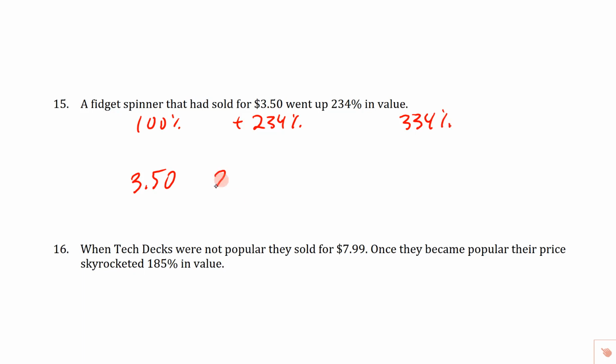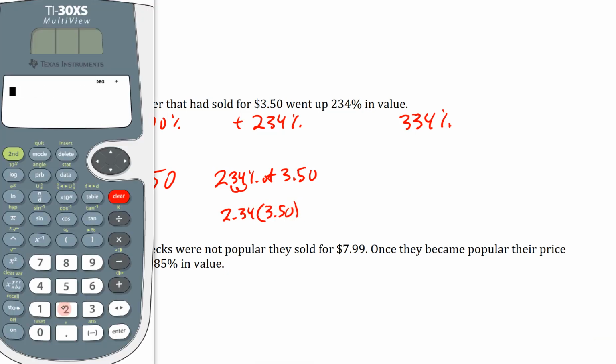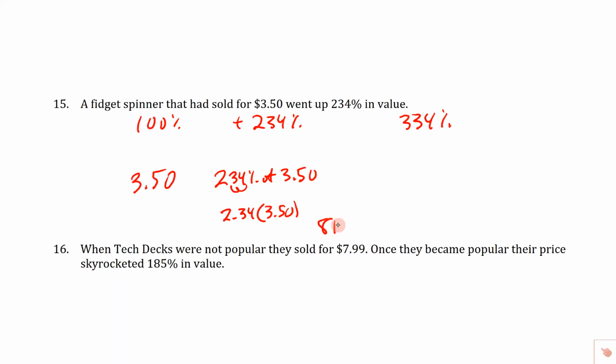So we want to figure out what's 234% of that original price of $3.50. Move the decimal over 2 places. Hopefully we're getting good at this. 2.34 times 350. So we'll grab the calculator. We're going to do 2.34 times 350. And we end up with $8.19. So $8.19 is how much they mark it up.